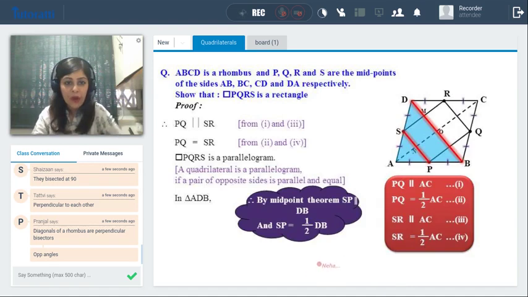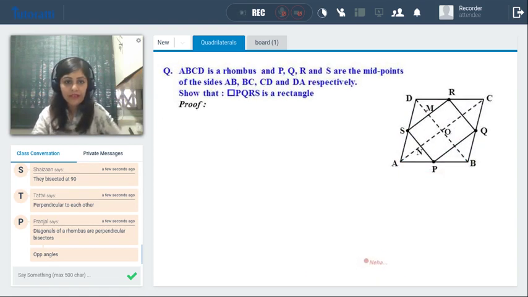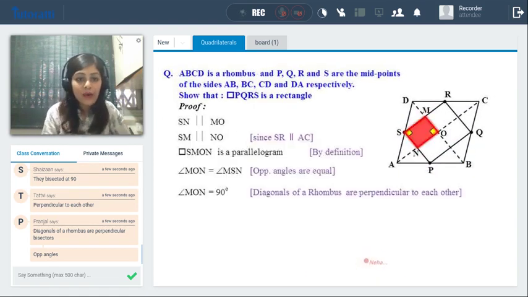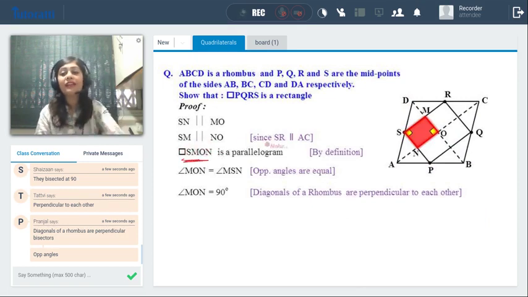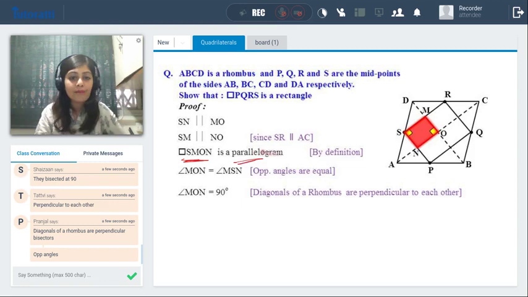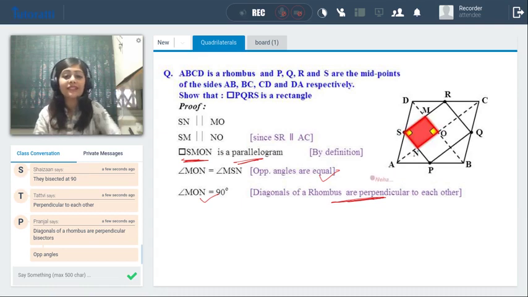So let's quickly look at that. What do we have? Yes. So now I have SMON to be a parallelogram by definition. What does the definition say? In a quadrilateral, if opposite sides of a quadrilateral are parallel, then the quadrilateral becomes a parallelogram. Now, students, it's so easy. What do we have? Angle MSN equal to angle MON. Opposite angles of a parallelogram are equal. But we know MON is 90 degrees because we have already discussed diagonals are perpendicular bisectors of each other.